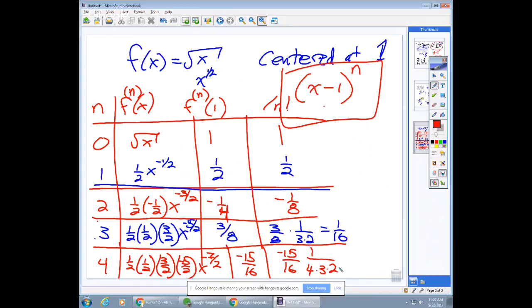Four times 3 times 2 times 1. Let's see, the 3 goes into 15, leaving a 5 behind. That's about it, huh? So 16, 32, 64, 128. Is that where we're at now? So this is what, negative 5/128.